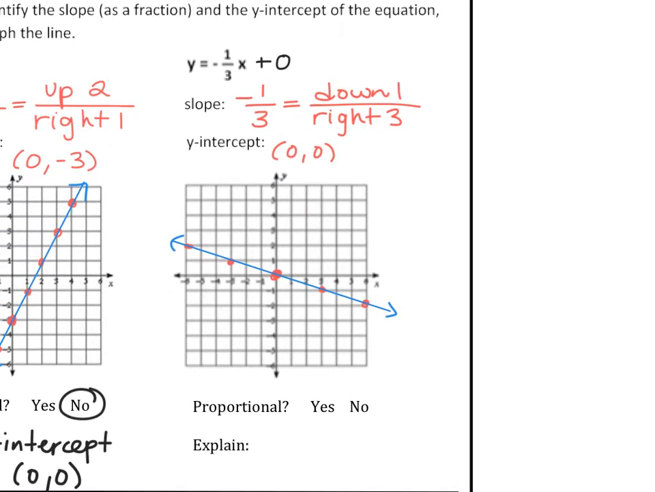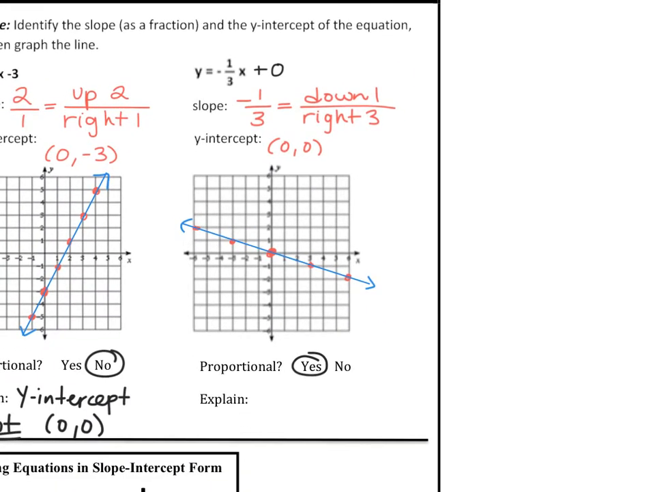Yes, this is proportional because it is linear. It's a straight line, and it starts at 0, 0. It goes through the middle of the graph.